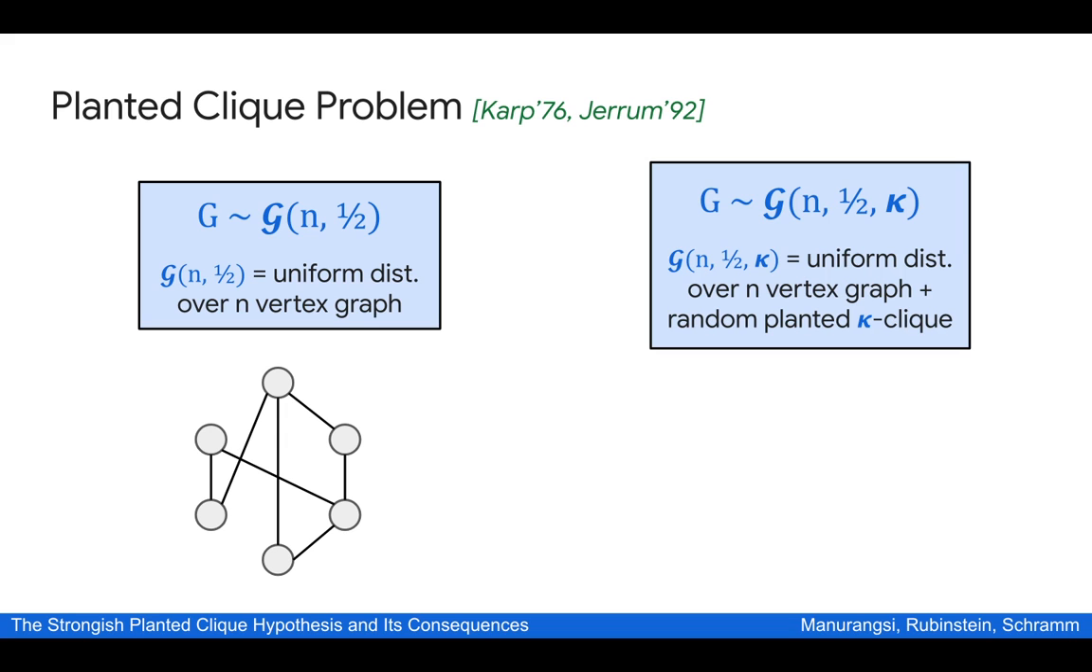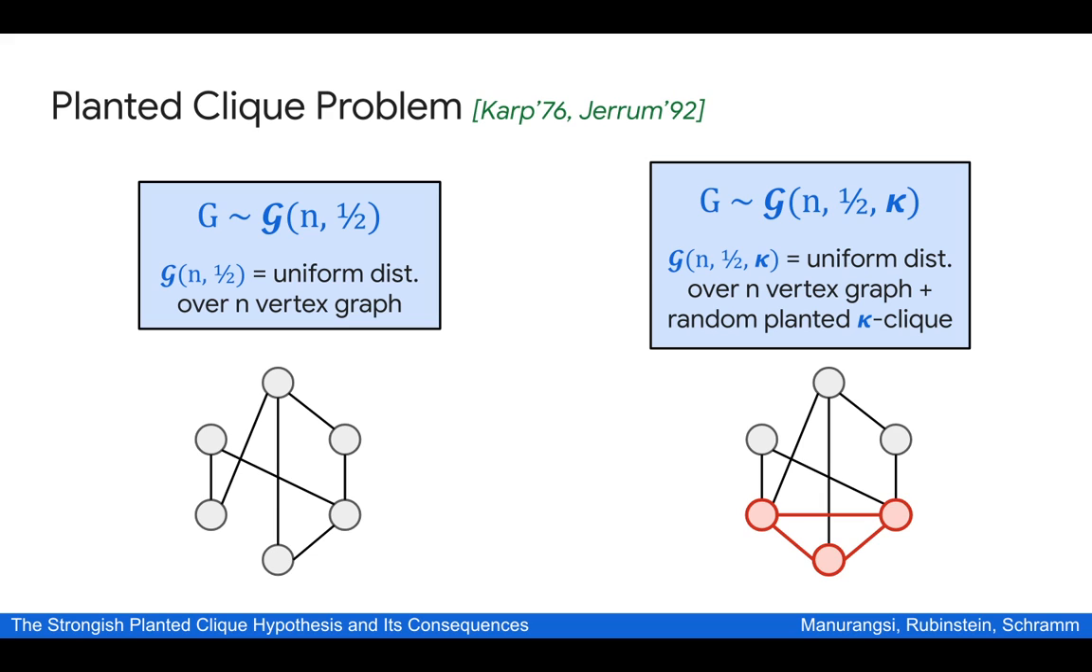Another distribution that we consider is the planted distribution. In this distribution, the graph is first generated the same as before using Gn², but then we add to it a random kappa size clique. For example, maybe this is the graph we generate from Gn². If kappa is 3, we would pick 3 random vertices, so maybe these are the 3 vertices. So we add the edge between them so that they become a kappa clique.